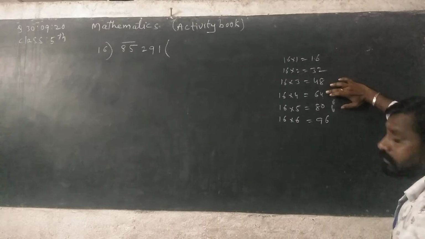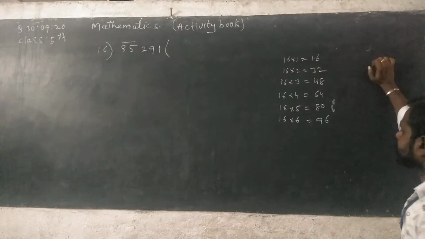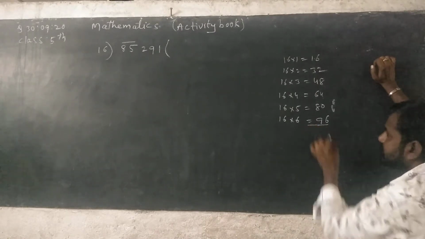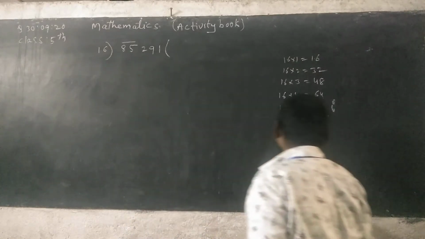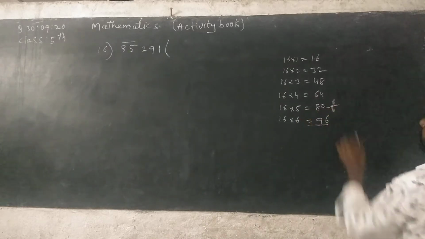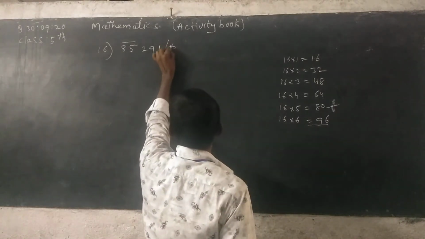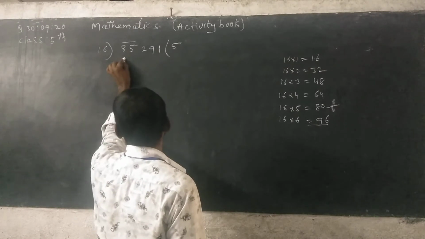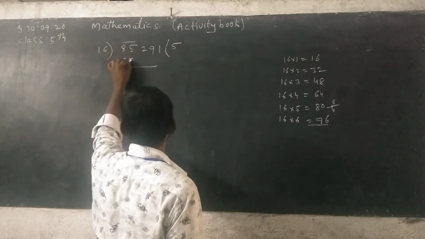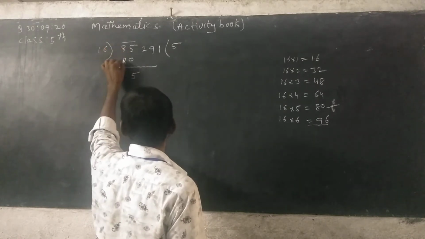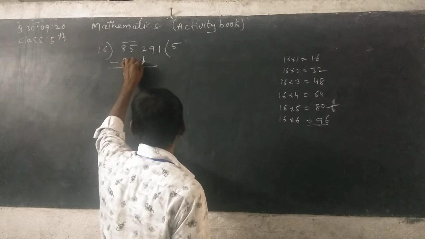16 fours are 64, 16 fives are 80, 16 sixes are 96. 96 is more than 85, so it is not suitable. Then we take 16 fives are 80. Then 80 is subtracted from 85. 5 minus 0, 5. 8 minus 8, 0. Now 5 is less than 16, so we bring down 2 to the remainder.